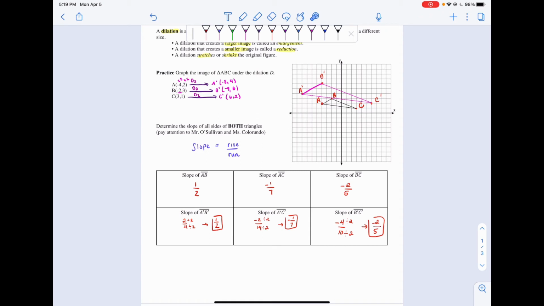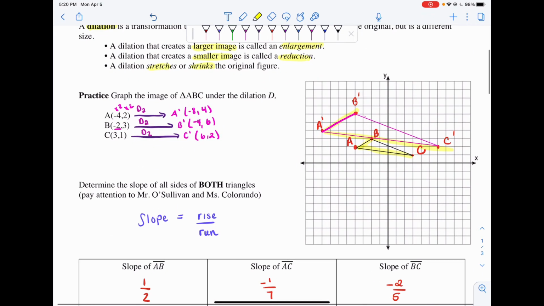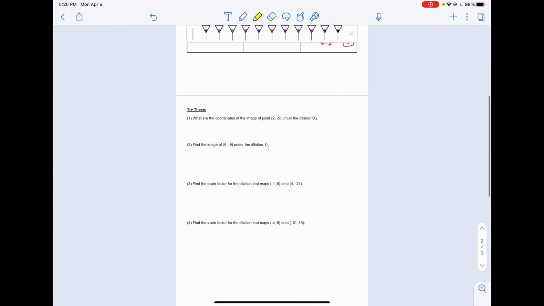So what's going on is that I can actually say that whenever I dilate something, the new image or the new segments will be parallel to its original segments. They will never intersect. So if you look, A prime, B prime will never intersect AB. AC would never intersect A prime, C prime, and so forth. And that's going to pop up. And that's a very big idea that comes with dilations that we need to really root into ourselves.